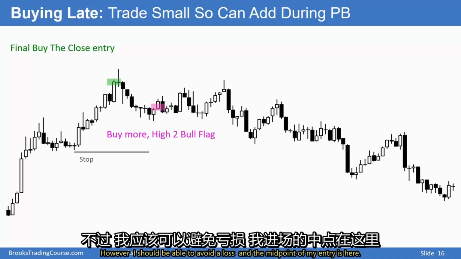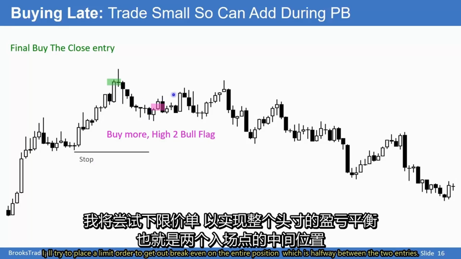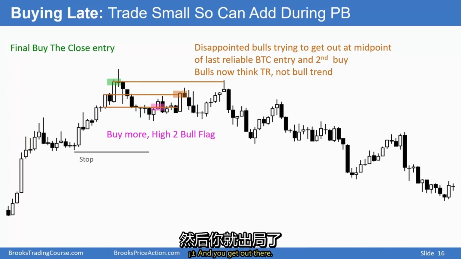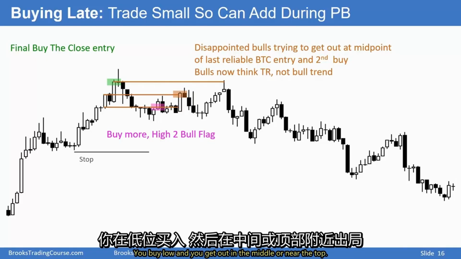However, I should be able to avoid a loss. Here's my upper entry, here's my lower entry. I'll try to place a limit order to get out, break even on the entire position, which is halfway between the two entries, and you get out there. You're sufficiently disappointed that you think big up, big down, big confusion, trading range more likely than a bull trend. In a trading range, you buy low and you get out in the middle or near the top.